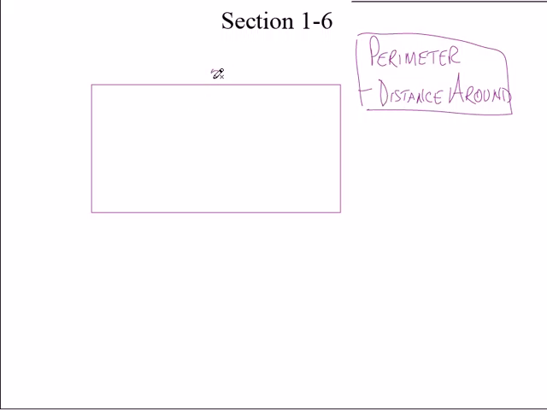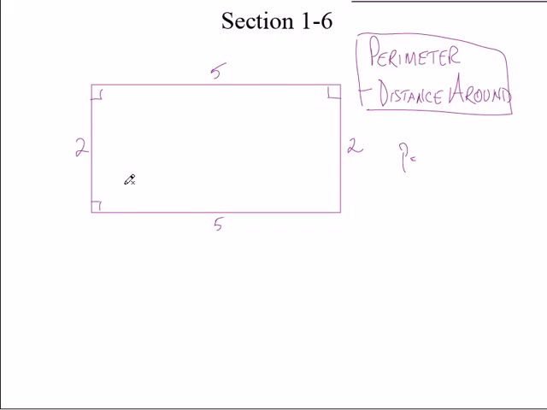So if this was 5 and this was 2, and I asked you to find the perimeter, do you have to know some big fancy formula to be able to figure that out? No, just add up all the sides. Now, it's a rectangle, let's say. All right, so if that side is 5, guess what? This has got to be 5. If this is 2, then this is 2.